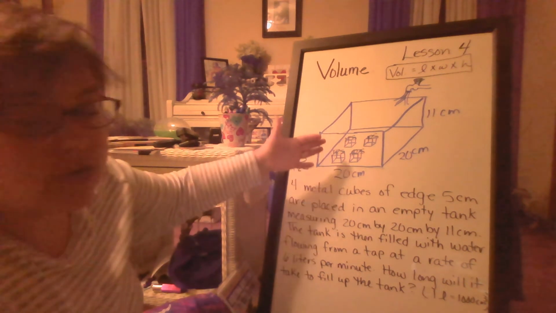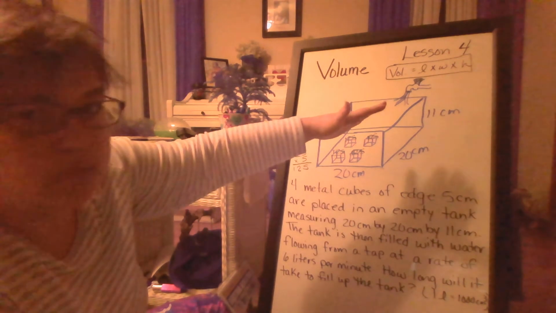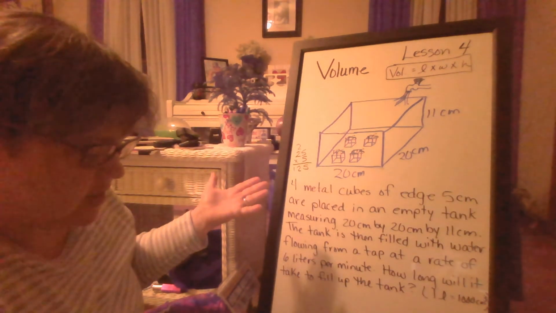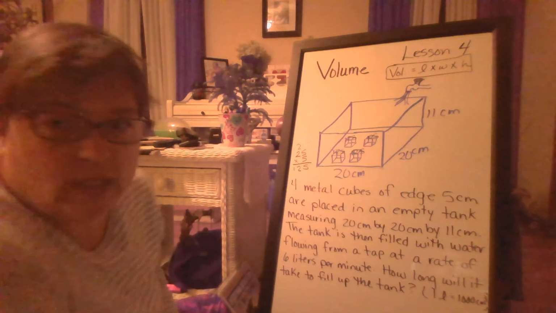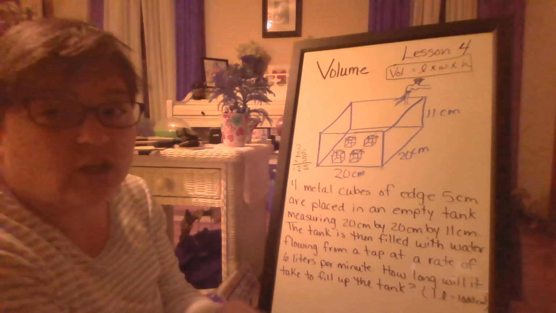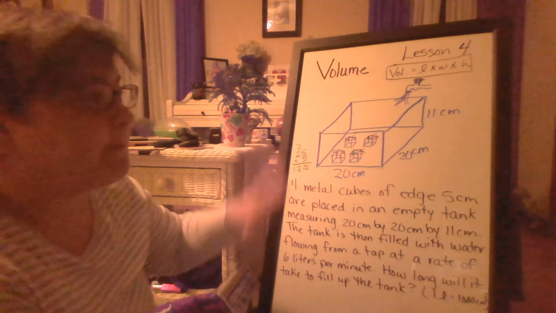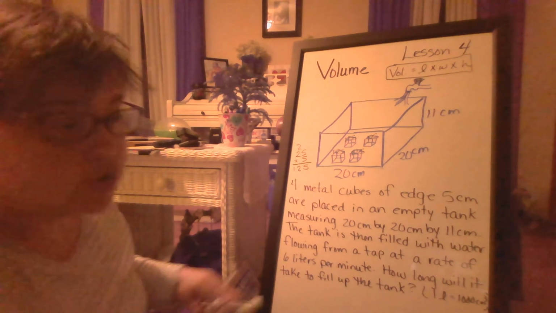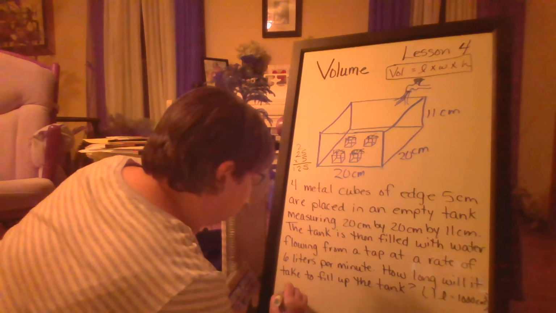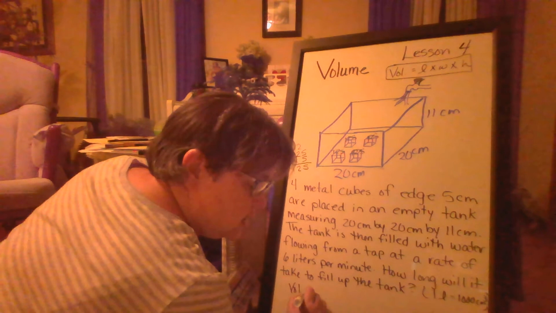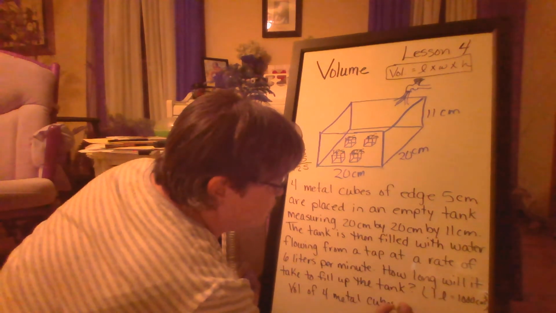Now, without the cubes, we could just find out pretty quickly. We could do volume and then all we'd have to do is divide the volume by the rate, and boom, we'd have that. But because we have the cubes in the tank, we have to figure out the displacement of the cubes. So first we have to find the volume of those cubes. So volume, hope you can see this down here, volume of 4 metal cubes.